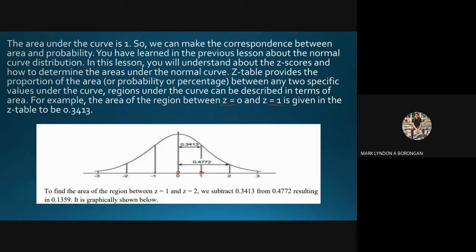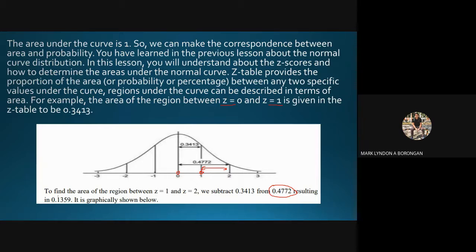Now, to find the area of the region between z equal to 1 and z equal to 2, given in the table, the area from 0 up to 2 is 0.4772. So how do we determine the distance from 1 up to 2? What is the distance between the two?